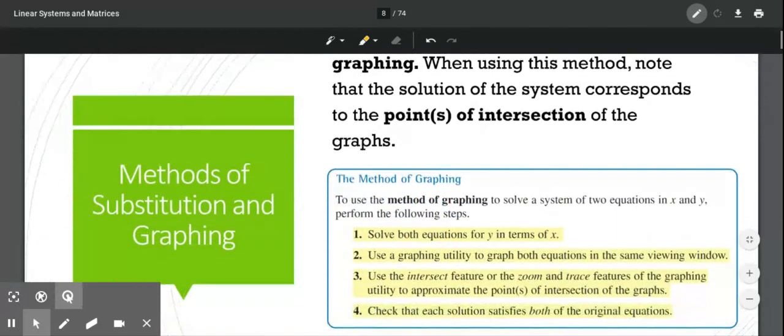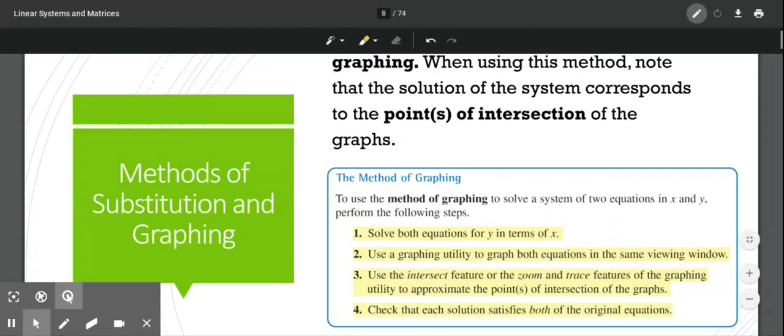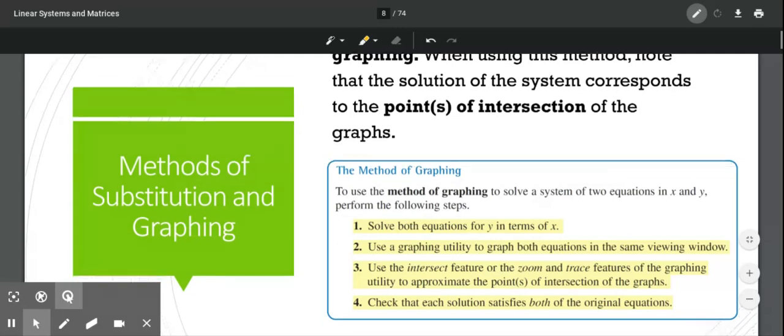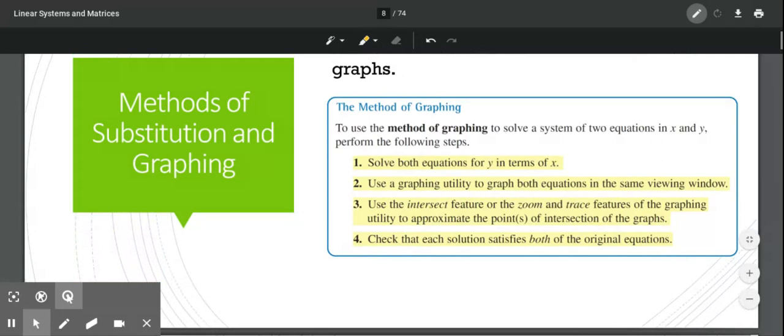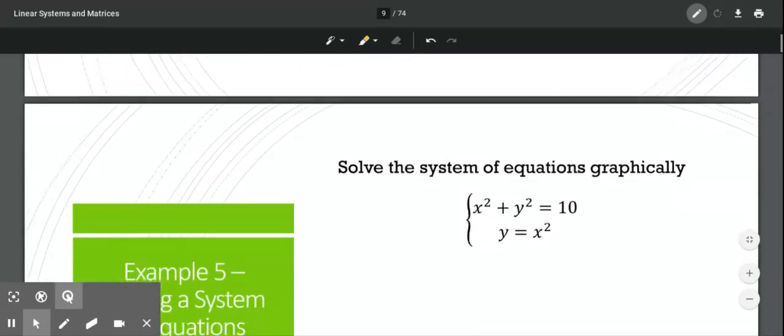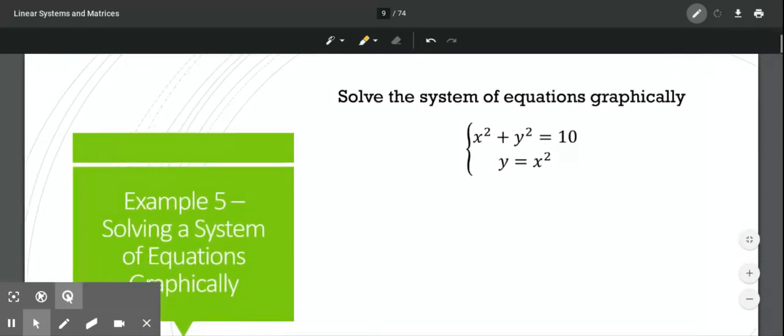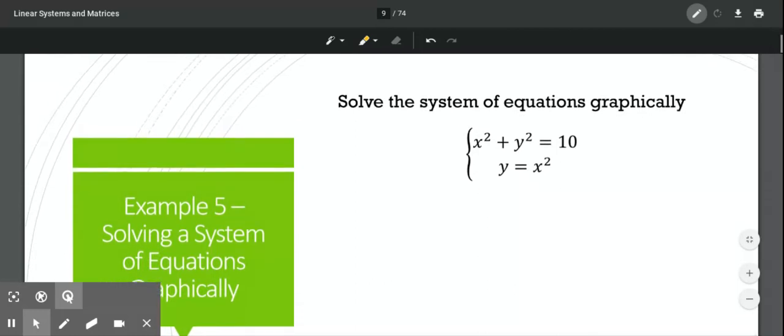So another way to solve your systems of equations is to graph. And in order to graph them, both of your equations need to be in y equals form. And then you plug them into your calculator. So when we look at this system here, in order to graph these, we could graph in our y1, we could plug in x squared, right? Because that's already in y equals form. But this equation right here is not in y equals form, which means we need to solve it for y.